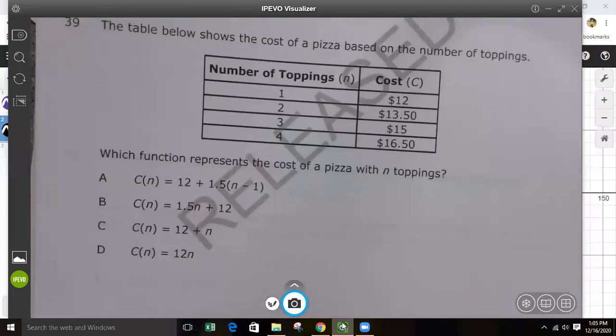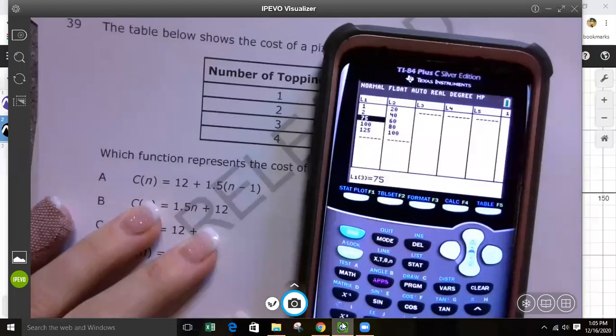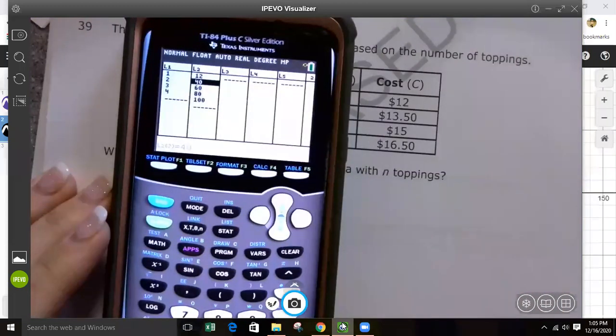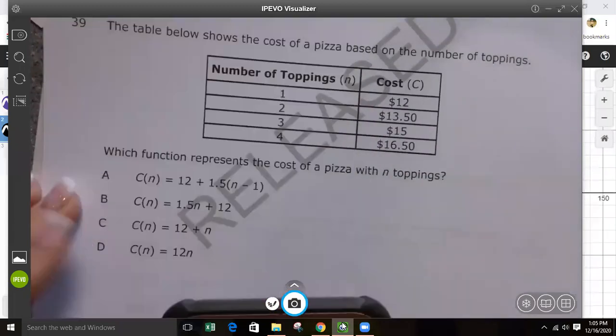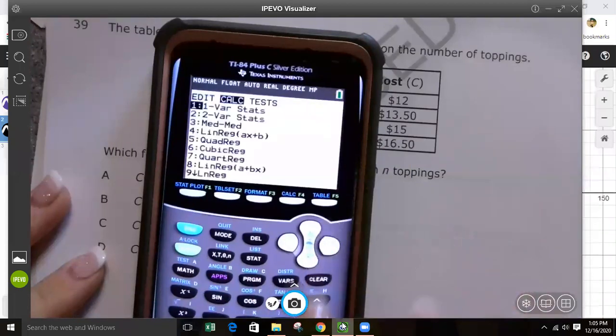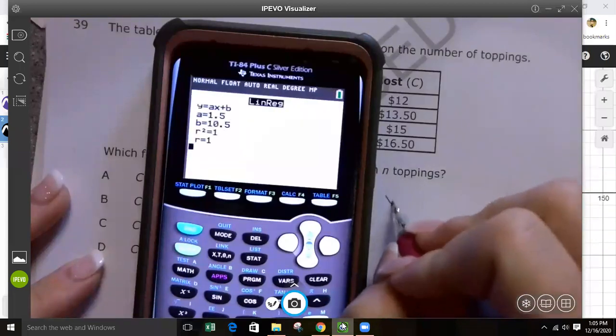All right. We're skipping 38 and going to 39. 39 is another chart. I'm hoping my phone will stay alive long enough to do this. We're going to go to Stat and Edit. 1, 2, 3, 4. Delete the other one. We have 12, 1350, 15, and 1650. Delete the last one. It wanted to know which represents the cost of pizza. These are all linear. That's why I'm doing it this way. Stat, Calc, linear regression. And I'm going to write it down.